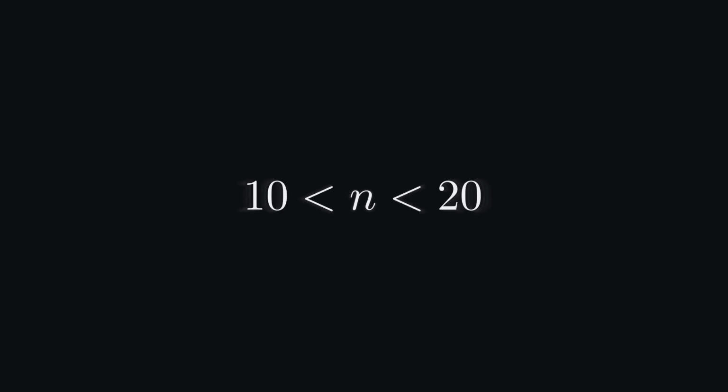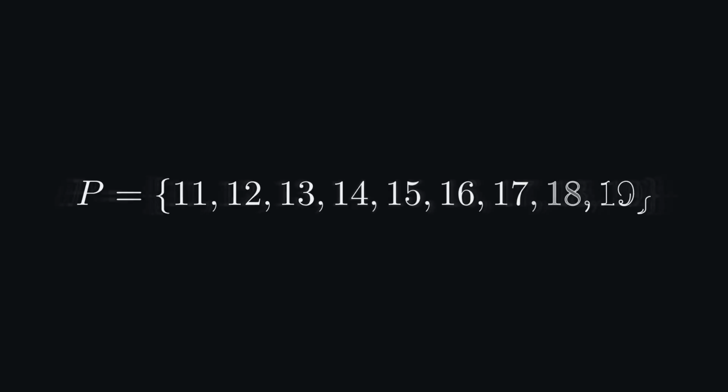First, let's list the elements of set P. The inequality shows that n must be greater than 10 and less than 20. So, P includes the integers 11 through 19. Next, let's visualize P using number chips. These number chips represent the possible values for Q, as Q is a subset of P.